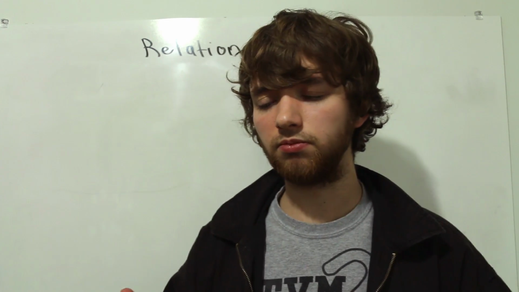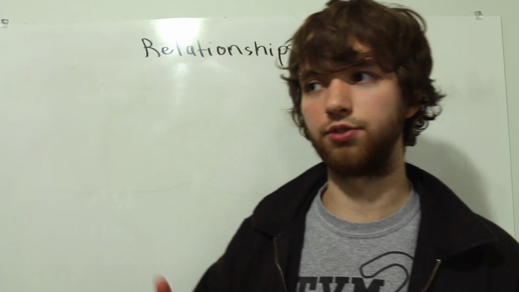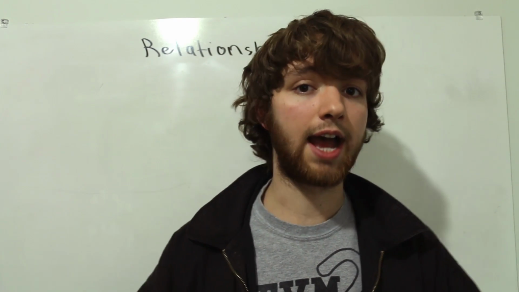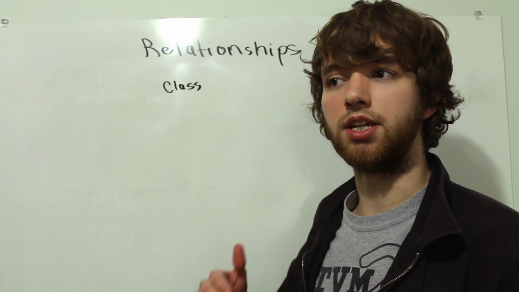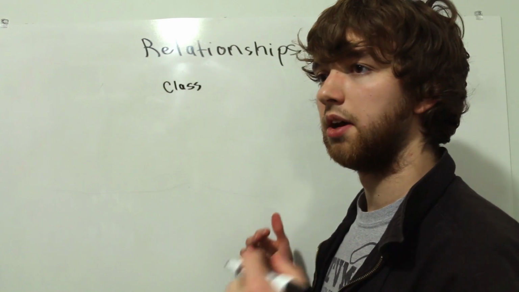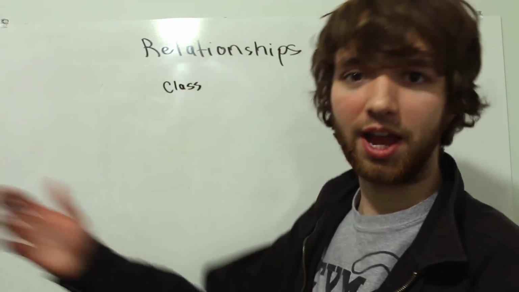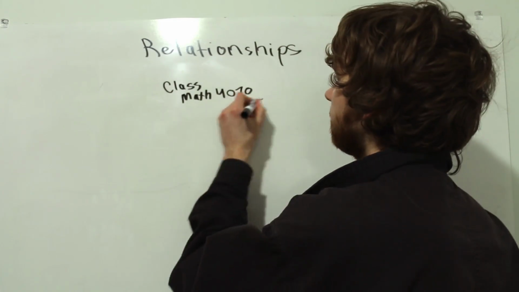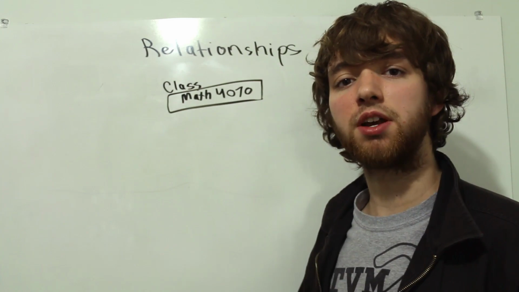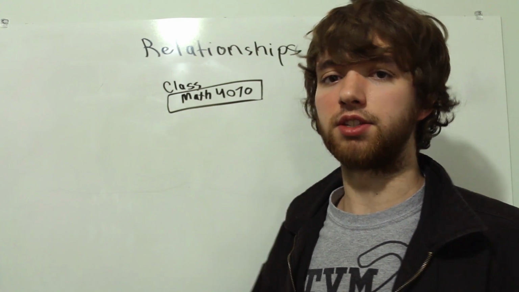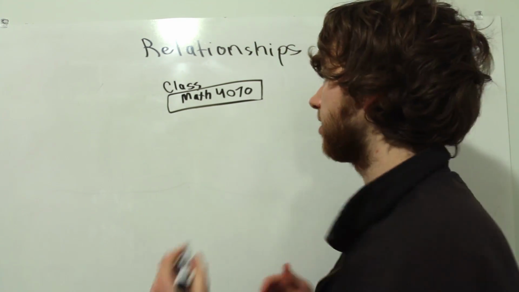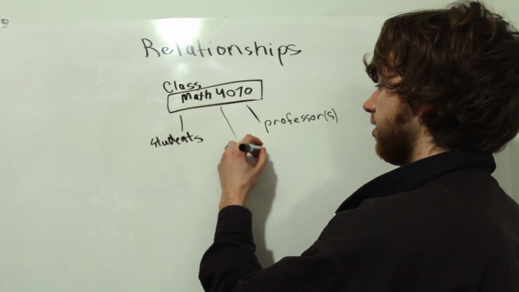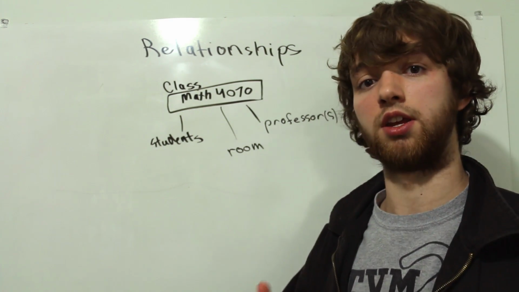Let's go through some examples. If you have a database for a college, and this college has a class, this class would be a specific class, so we could say it's Math 4070. Now this would probably be our entity, because there's going to be related information that describes this class. So we could have a professor, student, and room number. That's going to say where the class is located in the school.